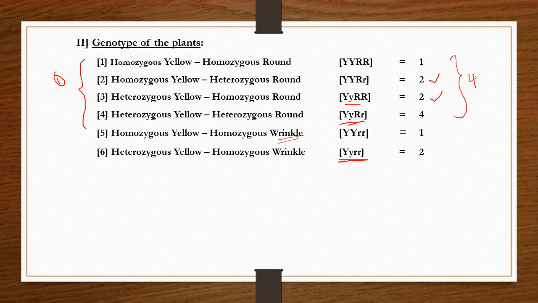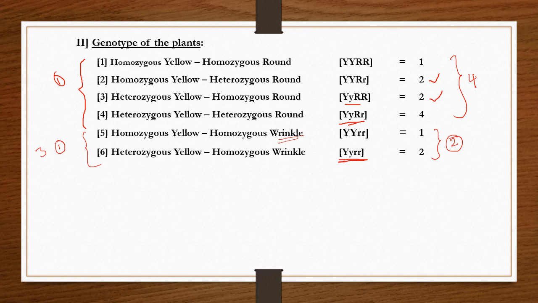So that means a newly appeared character, that is yellow wrinkle. This is one phenotype character, yellow wrinkle, and it is represented with two types of genotypes. Here the number of plants produced is three. In these three plants, one is homozygous yellow and wrinkle, and another two plants are heterozygous yellow and wrinkle.